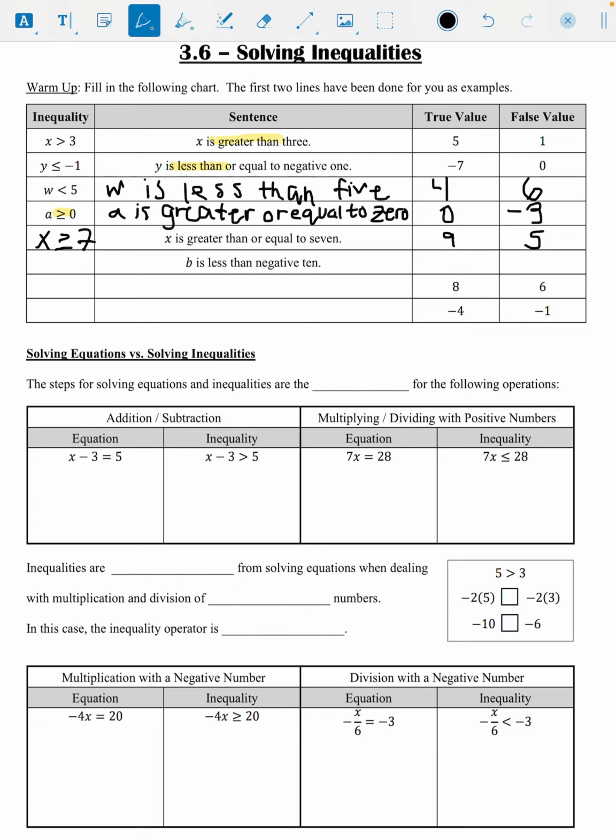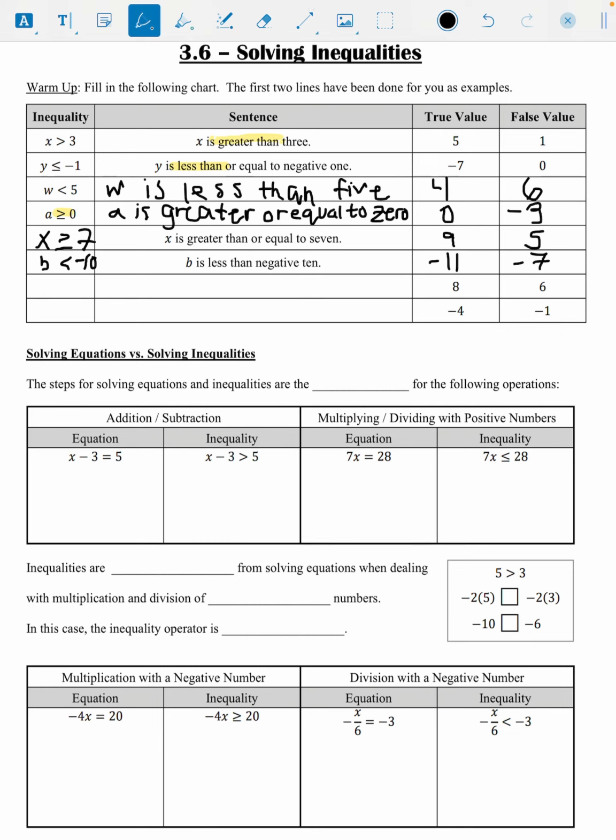So then the next line says that b is less than negative 10. So your inequality would be b, and then the less than sign, and negative 10. So then a true value could be negative 11 because that is less than negative 10, and a false value could be negative 7 because that is greater than negative 10.